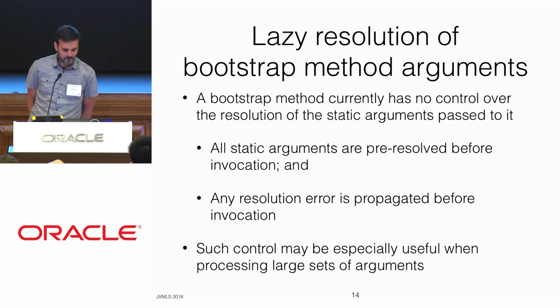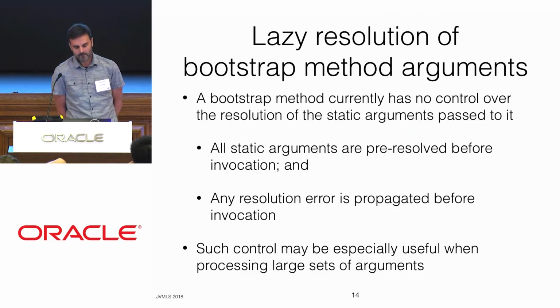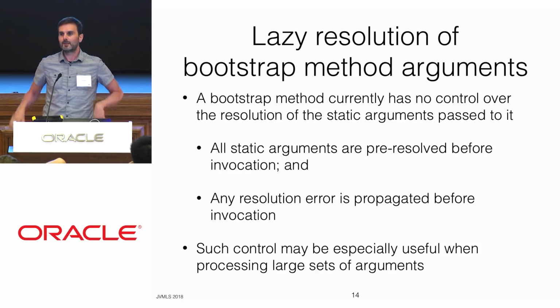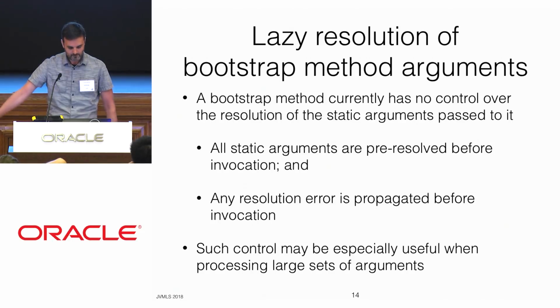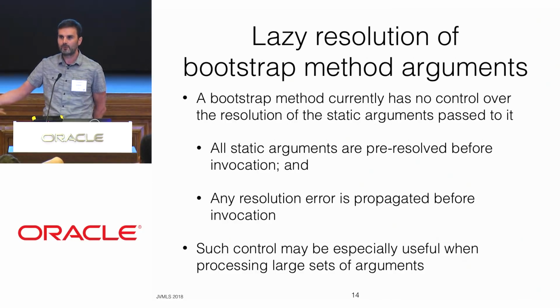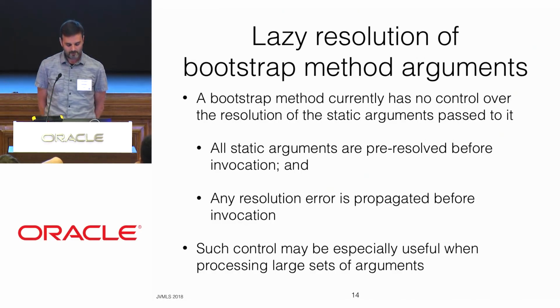So on to a second area we've been looking at, which is lazy resolution of bootstrap method arguments. So at the moment, when a bootstrap method is invoked, all the arguments have to be pre-resolved before you actually call the method. That's the only way you can do it. And any resolution error from that is propagated before you invoke. That's all it can do. You don't have any control over the sequencing of those arguments and the resolution of them, so you have poor error control or reporting on that. And that gets more interesting the more arguments you actually have to process.